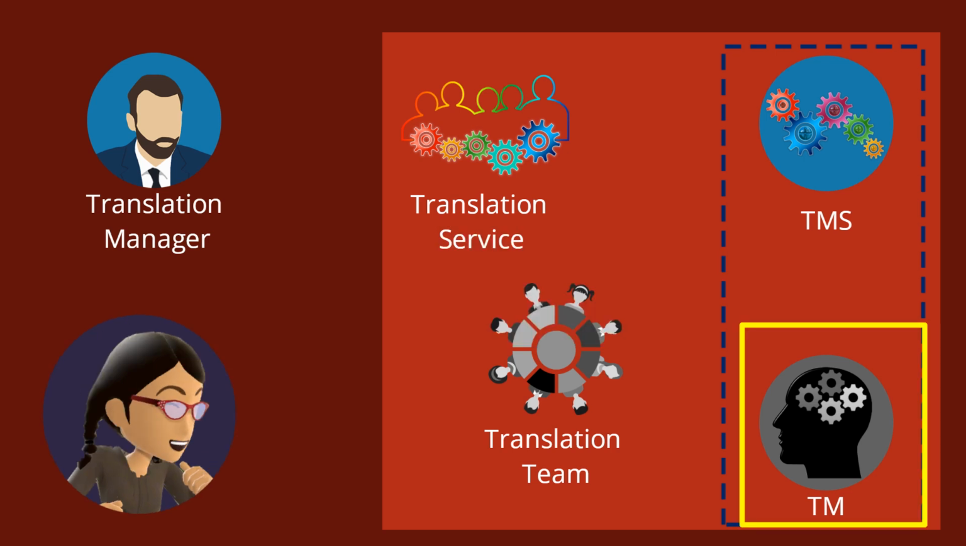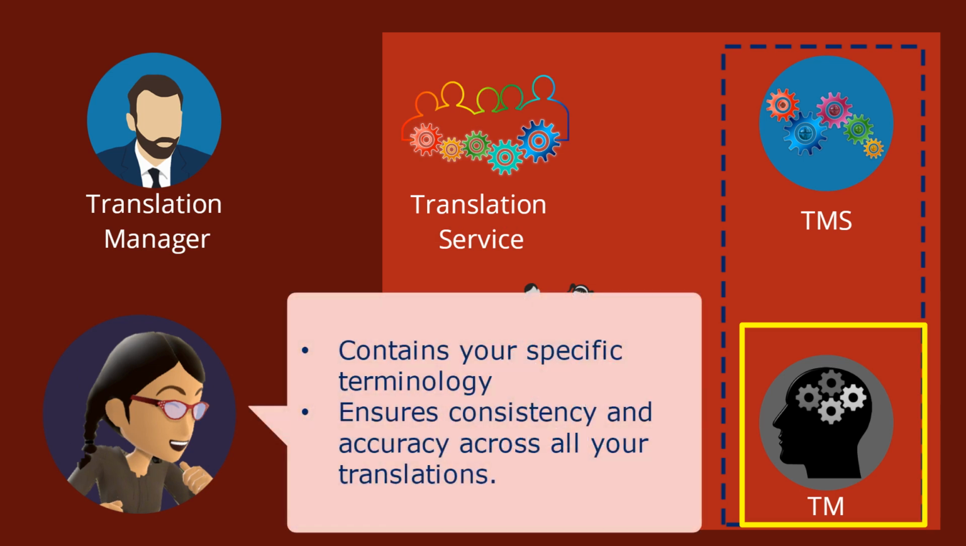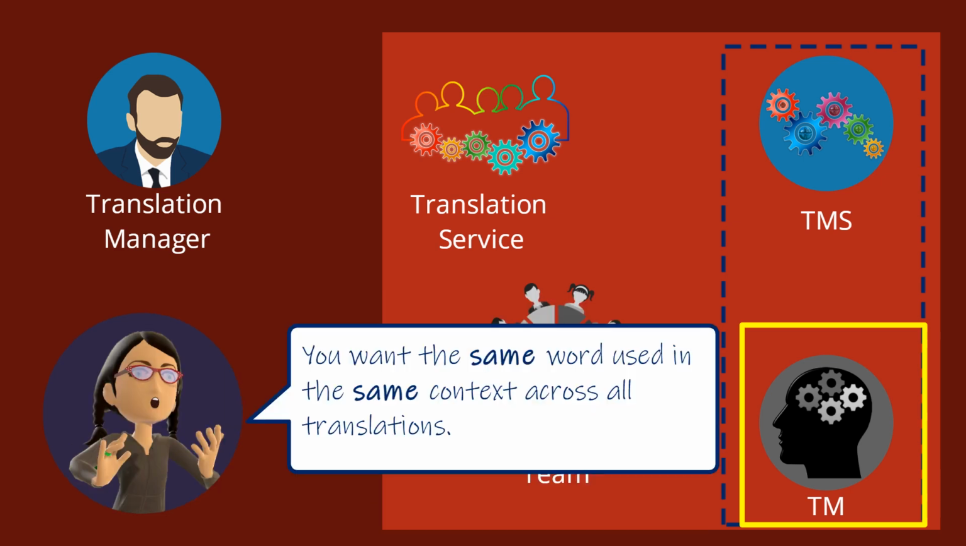The translation memory, TM, is a tool within the TMS. A centralized TM contains your specific terminology and ensures consistency and accuracy across all your translations. The consistency becomes important when you have multiple projects to translate. You want the same word used in the same context across all translations.